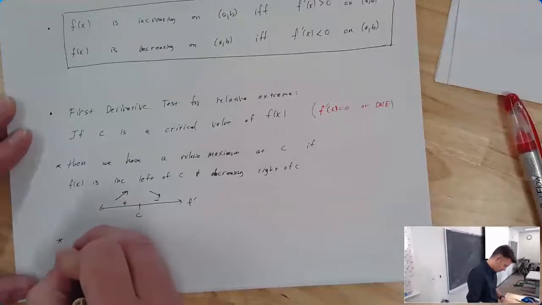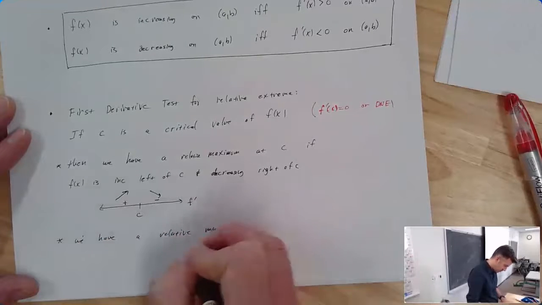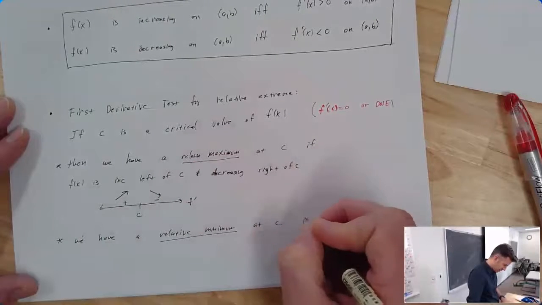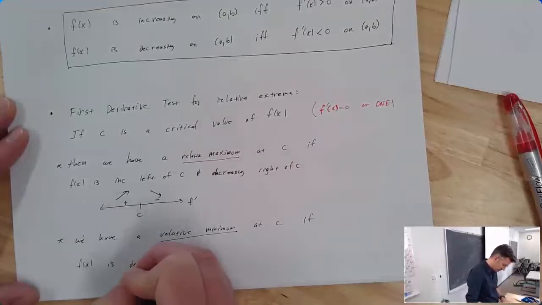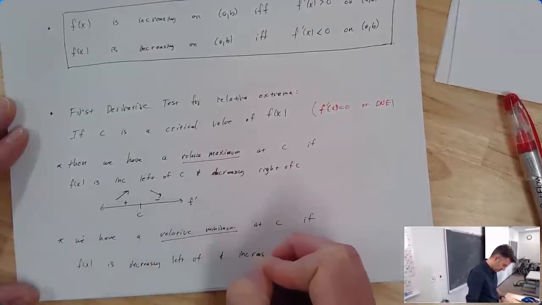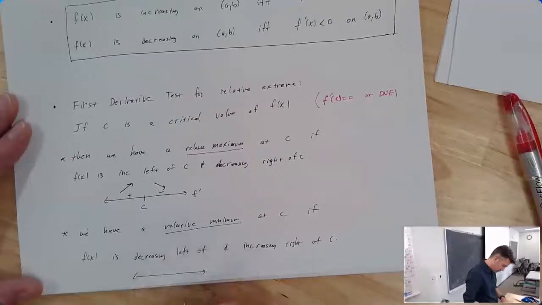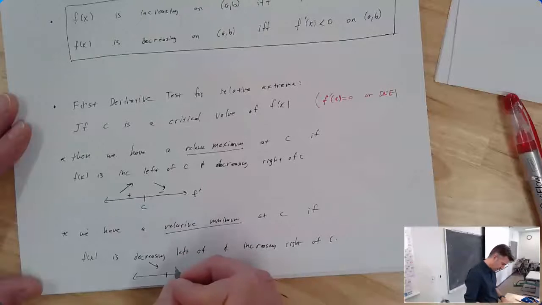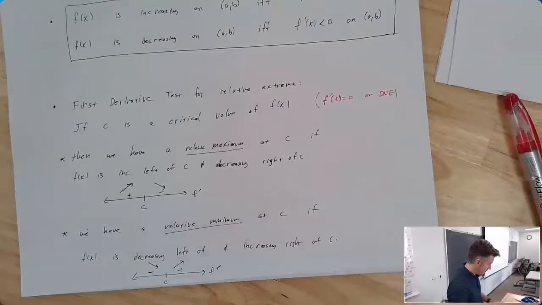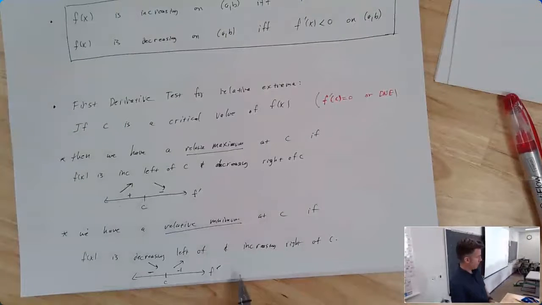Similarly, we have a relative minimum at C if f of x is decreasing left of C and increasing right of C. Or in other words, at your critical point, your function is going down to the left and up to the right, or your derivative is negative to the left and positive to the right. So typically the way we think about the first derivative test is if your derivative goes from positive to negative from left to right, you have a relative maximum. If your derivative goes from negative to positive from left to right, you have a relative minimum. That's kind of the whole story with the first derivative test.